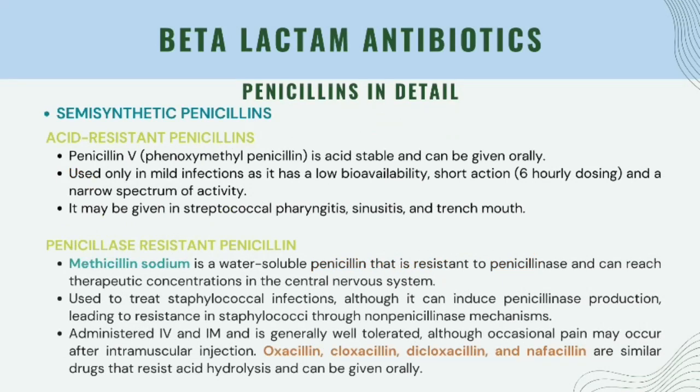First is the acid-resistant penicillins. Penicillin V, or phenoxymethylpenicillin, is acid stable and can be given orally. It is used only in mild infections as it has a low bioavailability, short action, 6 hourly dosing, and a narrow spectrum of activity. It may be given in streptococcal pharyngitis, sinusitis, and trench mouth.